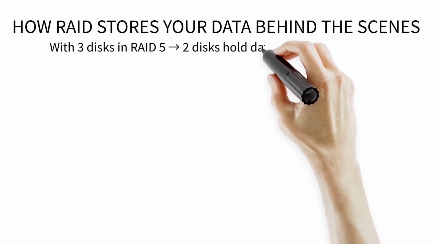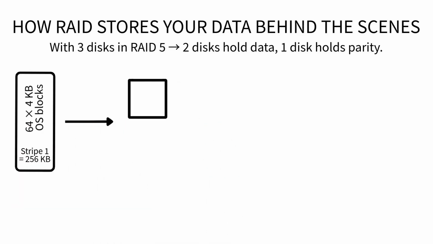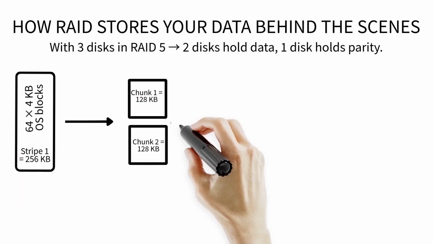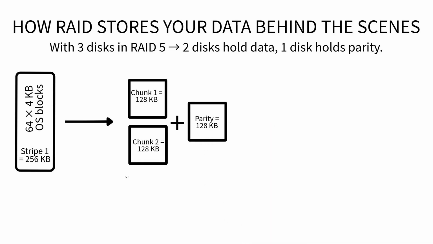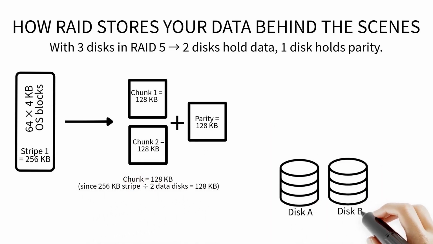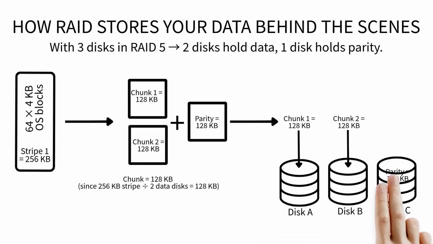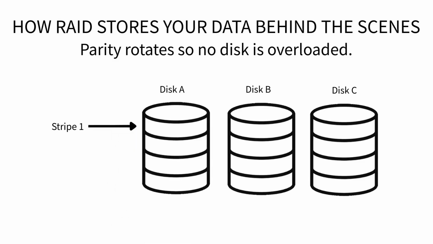In RAID 5 with 3 disks, each stripe is divided into chunks. 2 disks store data, while the third stores parity. If you want to know how parity is calculated, I will explain it later in this video. The key idea is that the parity rotates, so no single disk is always carrying the load.